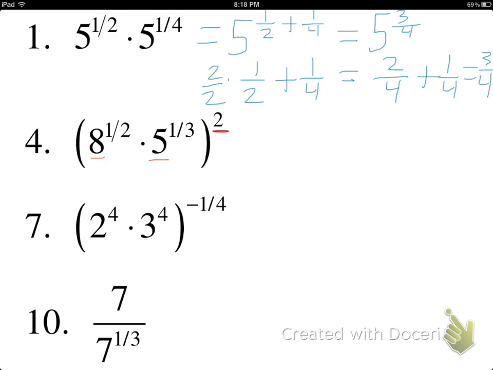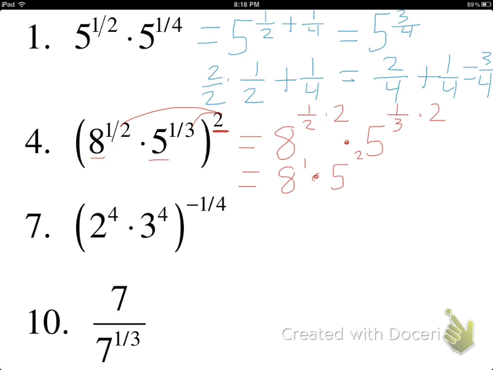So the next one, as you can see, we have an 8 and a 5. We don't have a common base on this one, so we can't add the exponents. However, we can take the 2 and multiply it to each of those exponents using a different property that we learned about. Let's go ahead and do that. So we get 8 to the 1/2 times 2. We get 5 to the 1/3 times 2. And then 1/2 times 2 is just 1, so it's 8 to the 1. And then 1/3 times 2 is just 2/3.